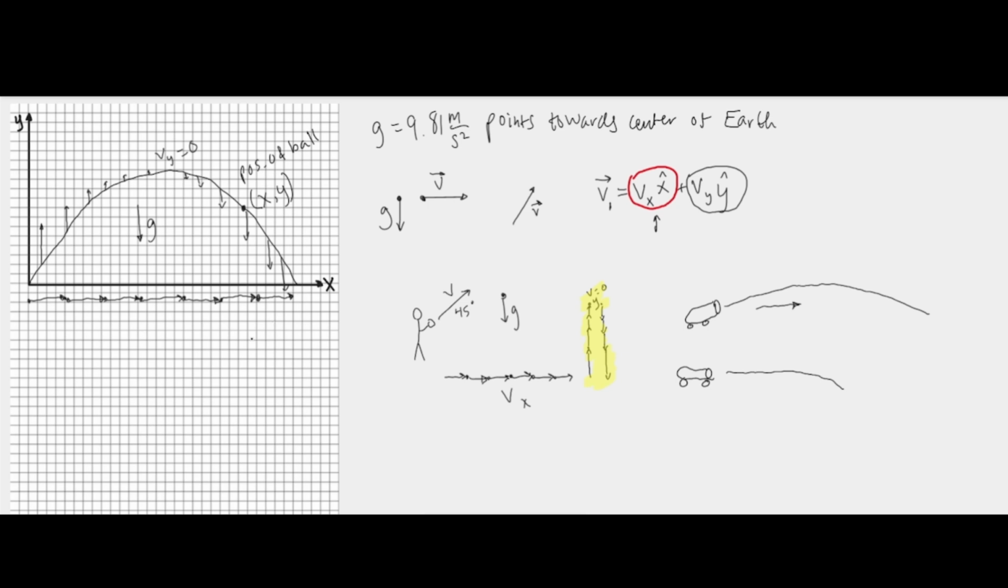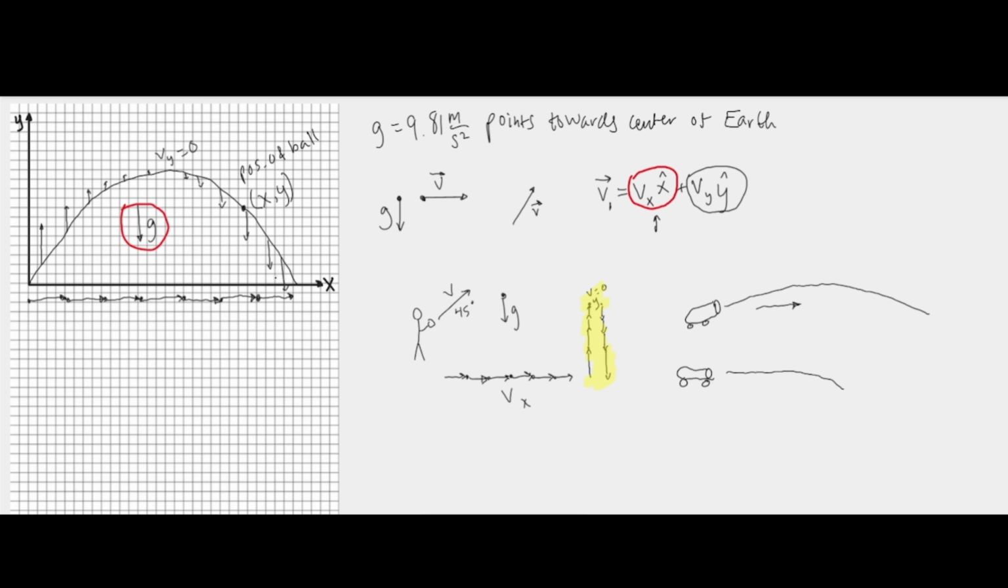However, the vertical velocity is being acted upon by gravity. So gravity is accelerating it downwards at every point along its path. It starts with some large initial velocity, and it goes downwards and decreases until it's at some large final velocity that is negative.